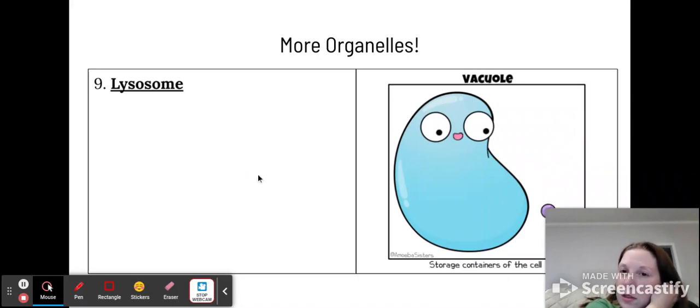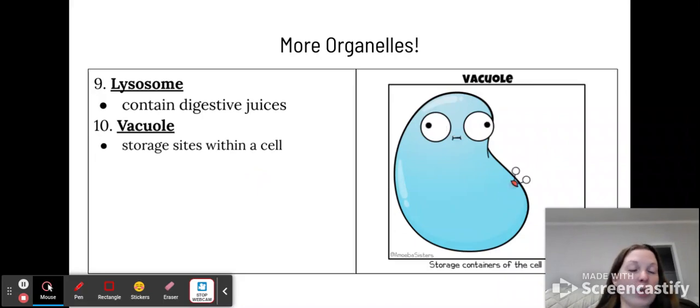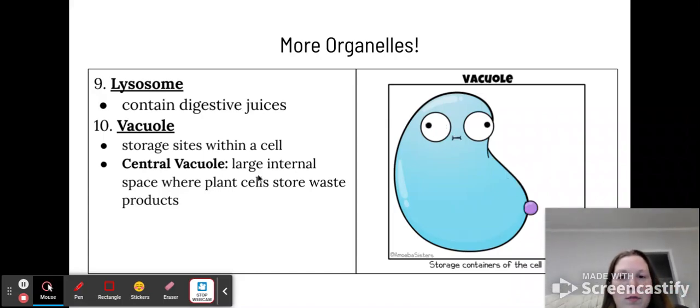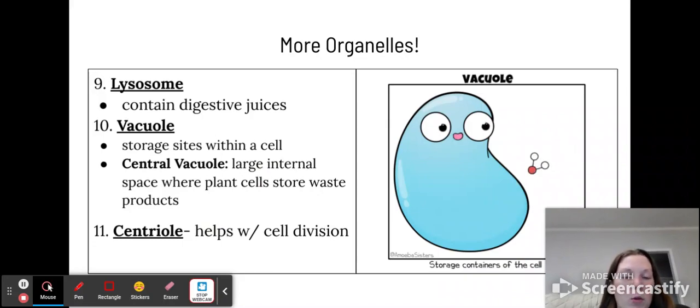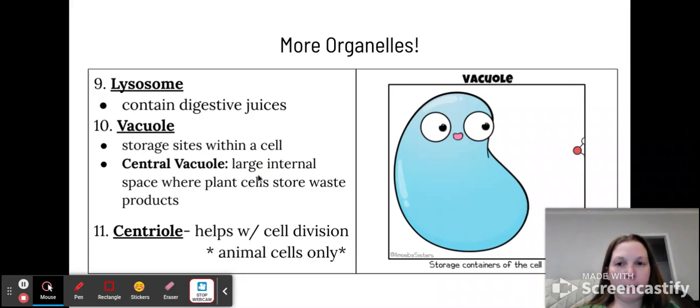Next, we have the lysosomes, and these contain digestive juices. We have the vacuoles, which you see over here in the GIF, and these are just storage sites within the cell that just kind of suck stuff up. The central vacuole has a large internal space where plants will store waste products because plants don't have an easy way to remove those wastes, so they go in the central vacuole. And then you have the centriole, which will help with cell division, which we'll learn about in upcoming units. And this is only in animal cells.